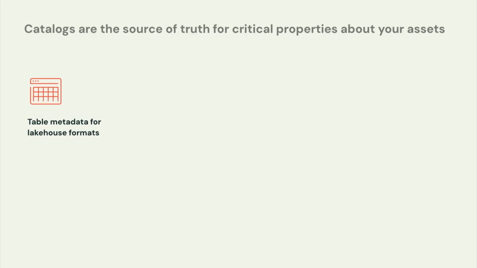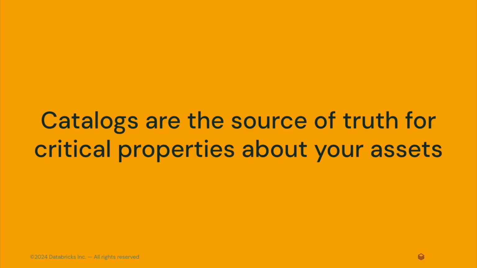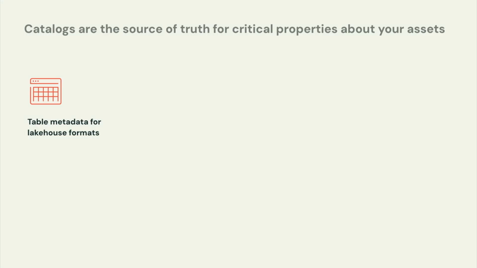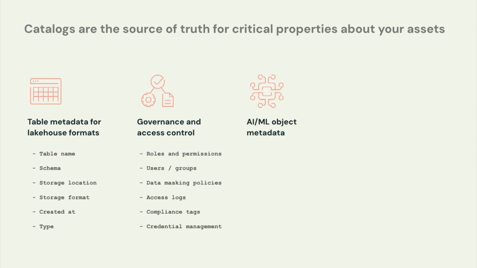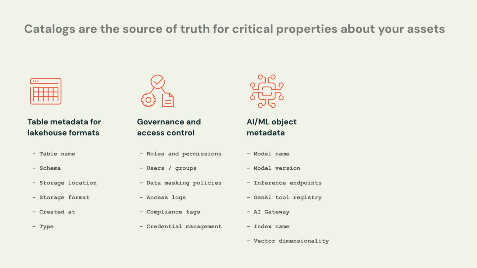And so what does that mean? Catalogs are basically the source of truth for critical properties about your assets. They're the source of truth for things like table metadata, for lakehouse formats: table name, schema, storage location, et cetera. Governance and access control, like roles and permissions, users and groups. AI/ML object metadata: model name, model version, inference endpoints, a whole bunch of different things, right? And then we're also seeing modern catalogs evolve to take a role in complex transaction management.